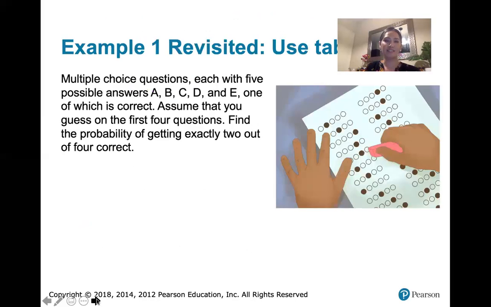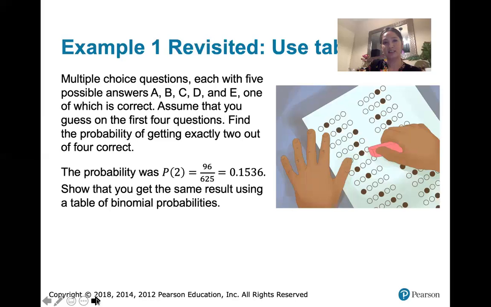So we're going to revisit example 1. Now, in example 1, we were looking at multiple choice questions. Each of those questions had 5 possible answers, A, B, C, D, and E. Only one of those is correct. And we want to assume that we're guessing on 4 of those questions. Now we want to find the probability of getting exactly 2 out of the 4 correct.